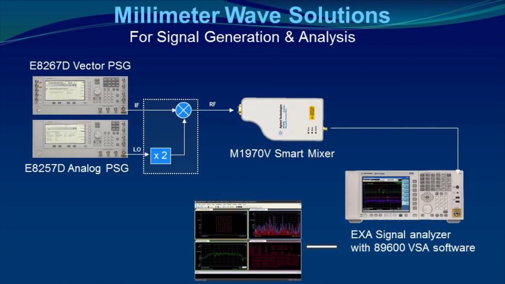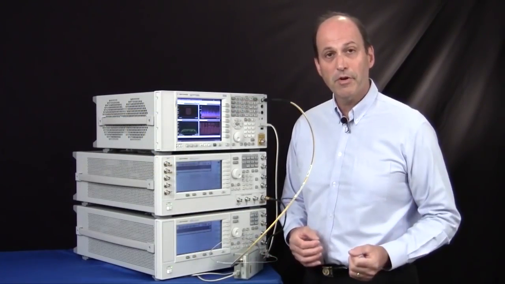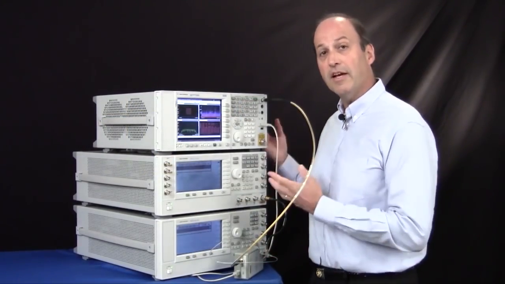Now, this particular mixer has an integrated doubler, and so that doubles our 25 gigahertz signal from the PSG to 50 gigahertz. We combine that 50 gigahertz signal now with the 15 gigahertz IF from the vector PSG, and that's what gets us to 65 gigahertz. So that's how we generate our modulated signal up at the millimeter frequency. Let's take a look at how we analyze the signal now.